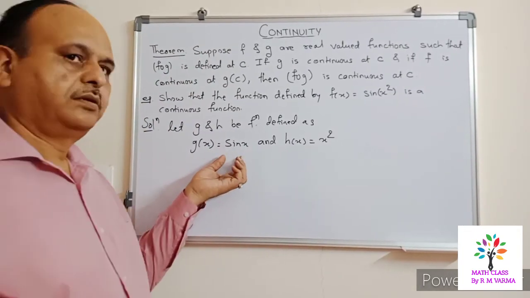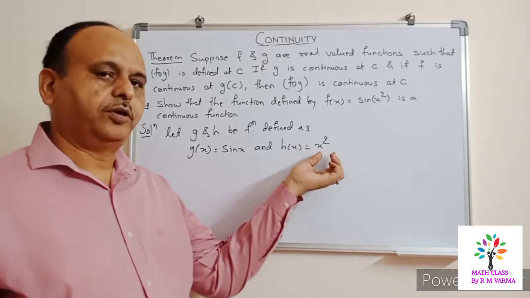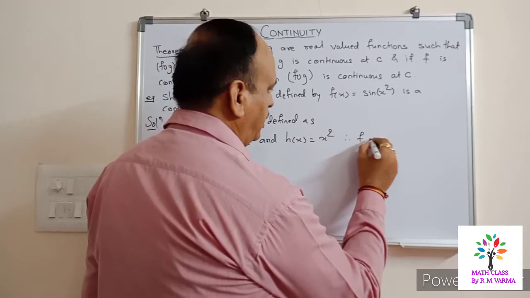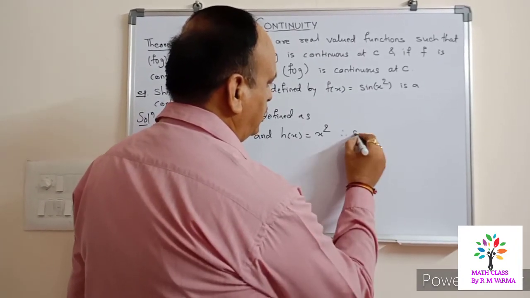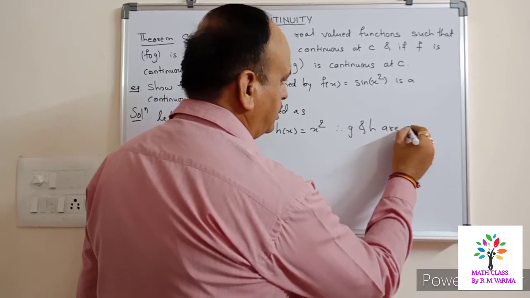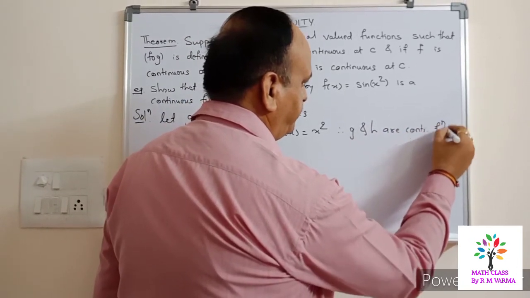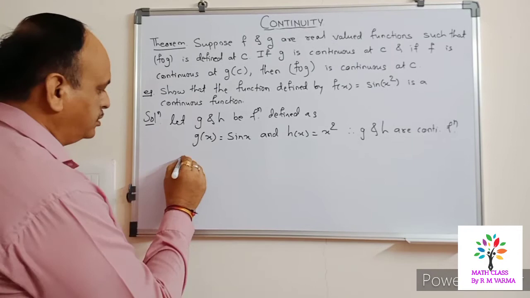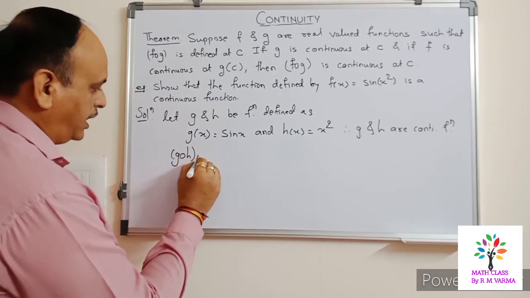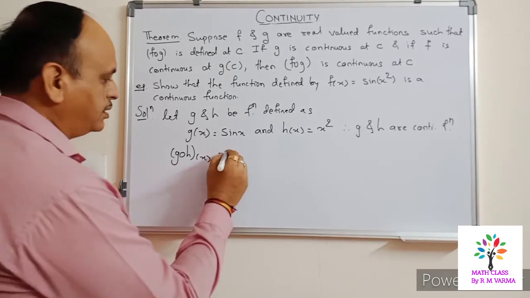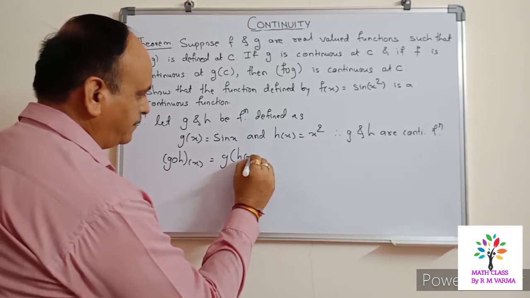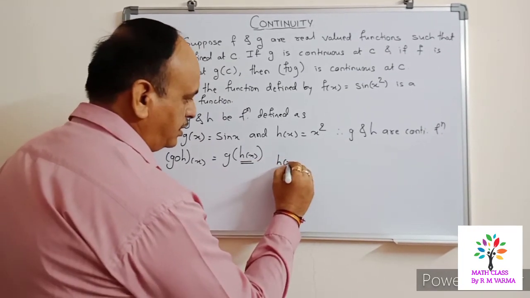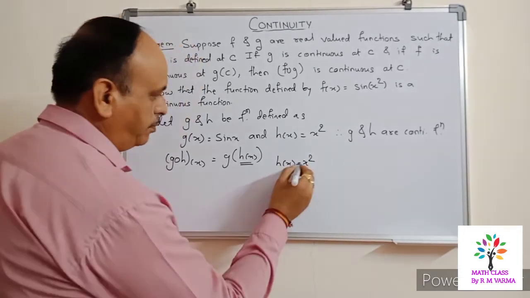As we know, this is a trigonometric function sine and this is a polynomial. Both the functions are continuous. Therefore, g and h are continuous functions. Now we want to do the composition of both the functions. Doing the composition, g composition h of x is written as g of h of x. Now we put the value of h of x here. h of x is x squared. So I replace this value here.